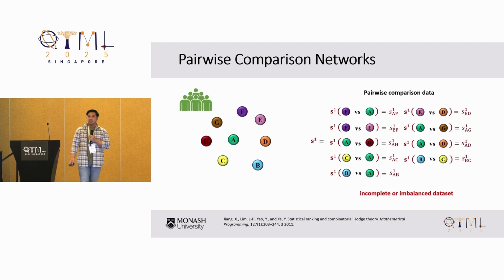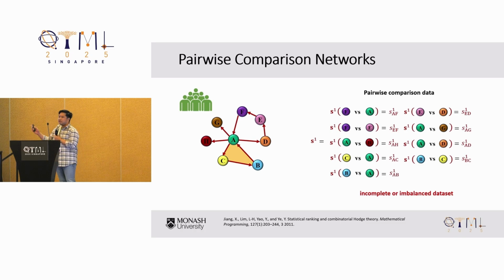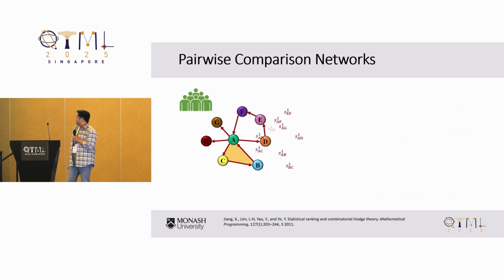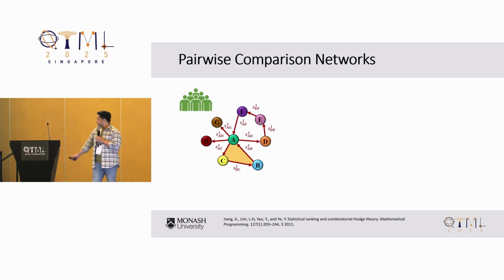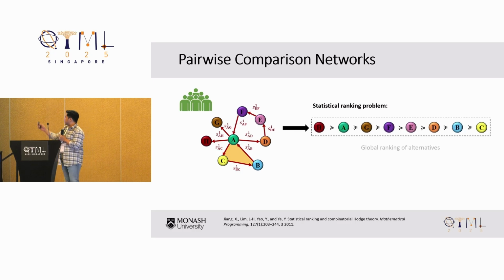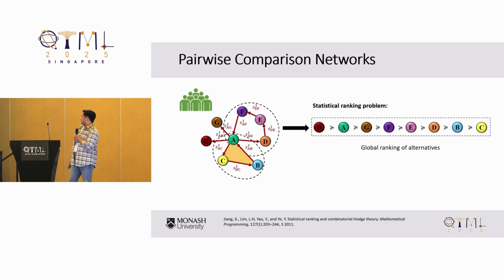So with this pairwise comparison data set, we can generate a graph or simply a simplicial complex if you like. In this case, all alternatives are nodes in the graph, and preference between two alternatives are edges. And we put preference values on the edges of this graph. So the statistical ranking problem is, given this input data, we want to output global ranking of alternatives.